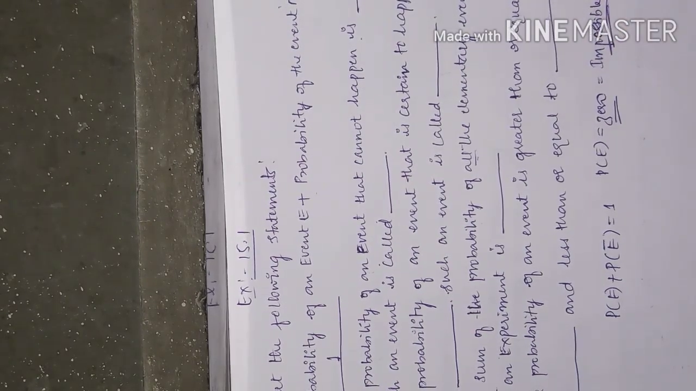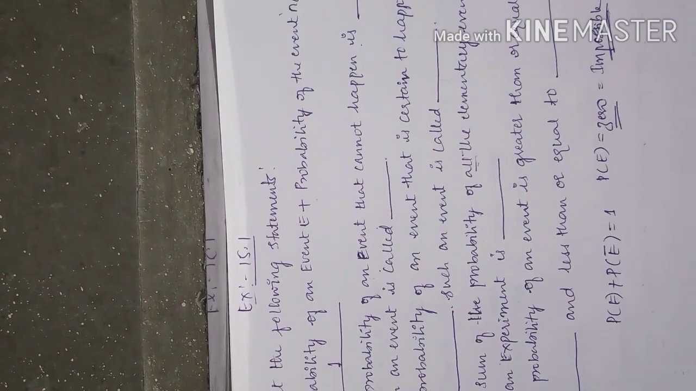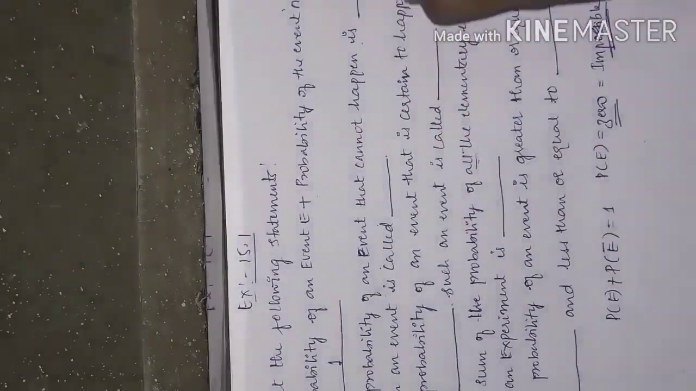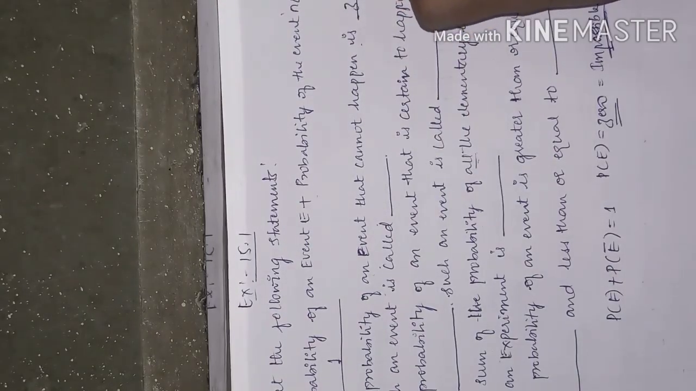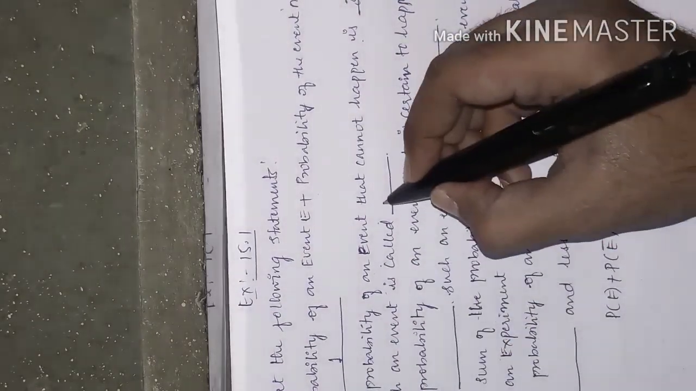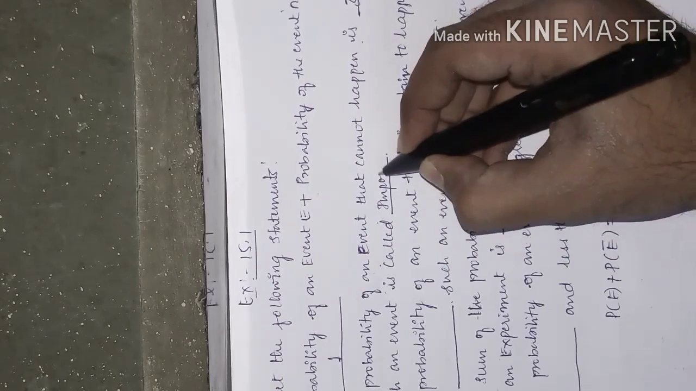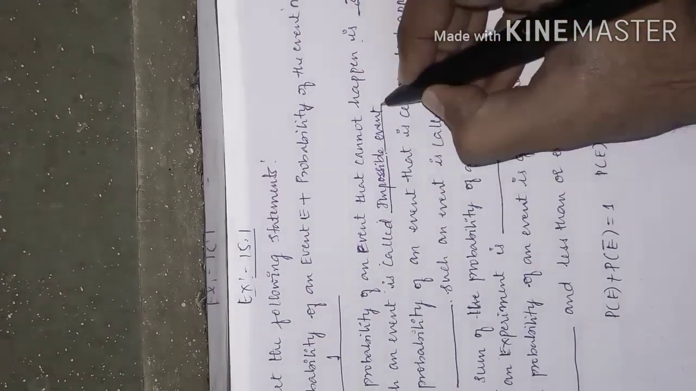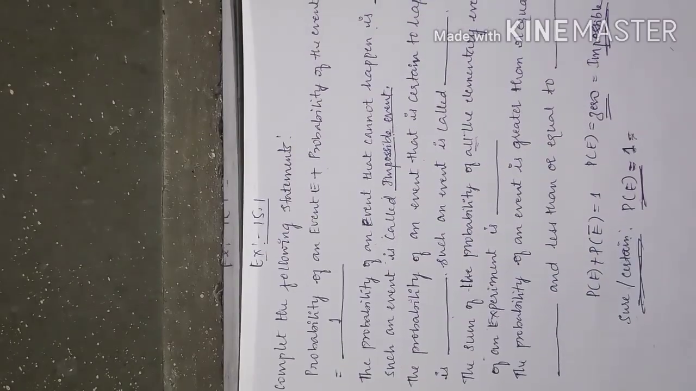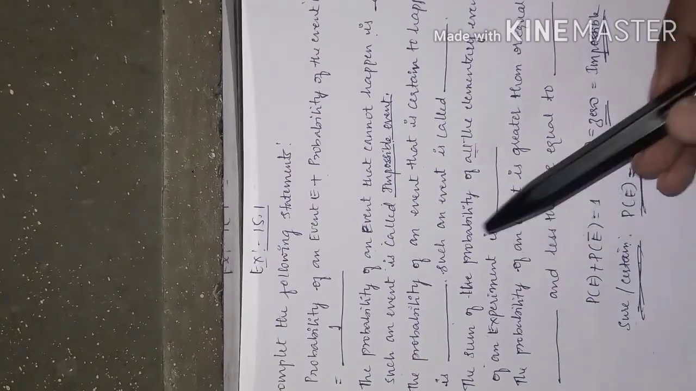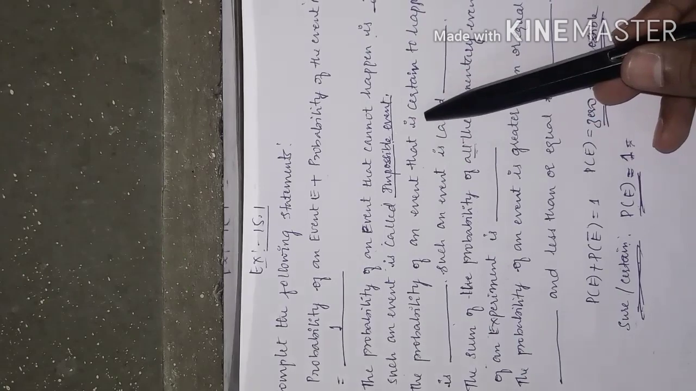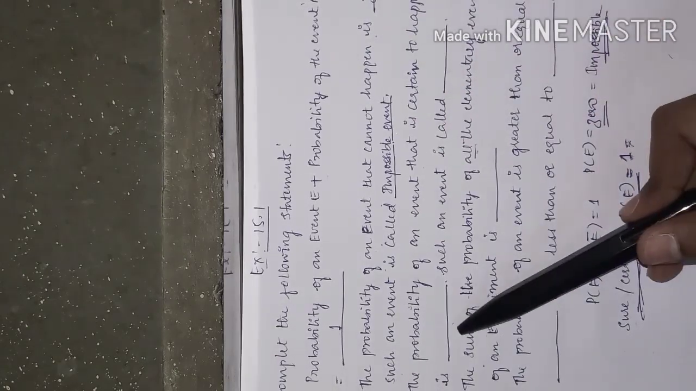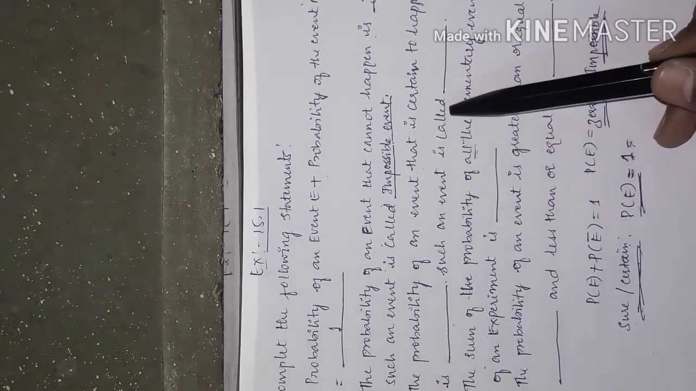Okay, it is an impossible event. The probability of an event that cannot happen is 0. Such an event is called an impossible event. Okay, let us go for the next example. The probability of an event that is certain to happen is dash. Such an event is called dash.